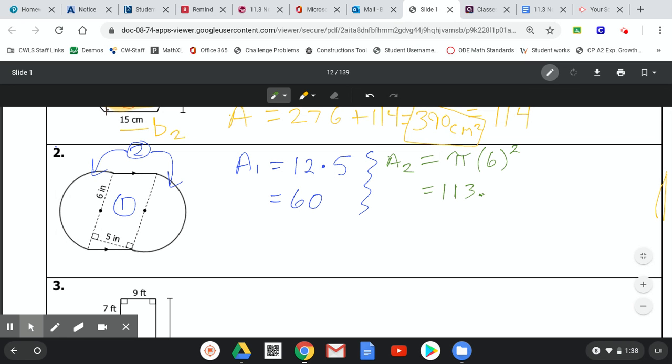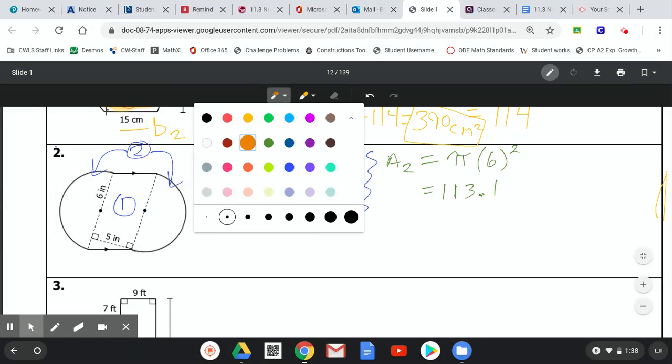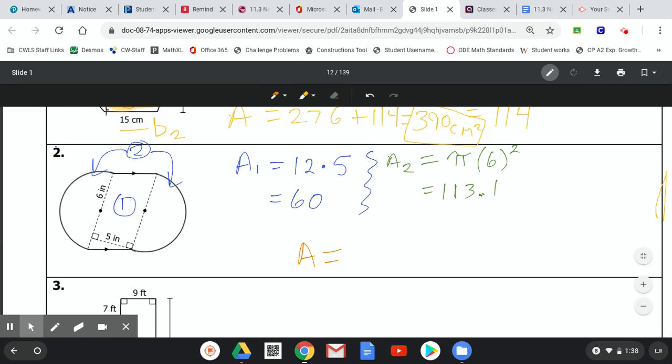113.1. Okay? So all we have to do to find the total area of these is we just do 60 plus 113.1, and that gives us a total area of 173.1, and it's inches squared. So that is our total area, and that's our final answer for number 2.